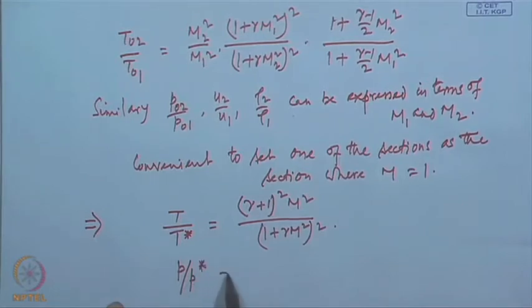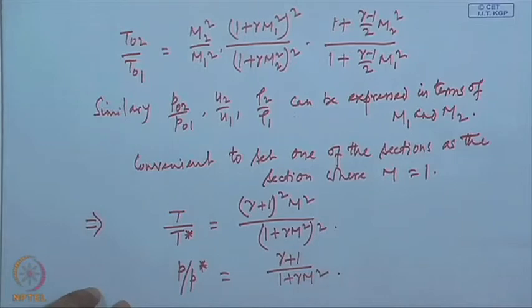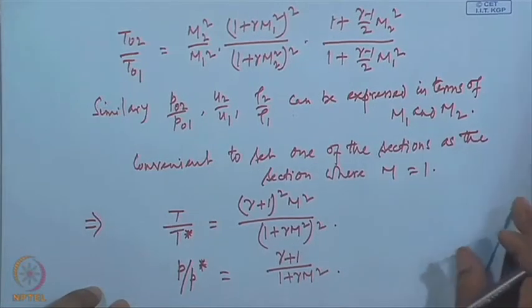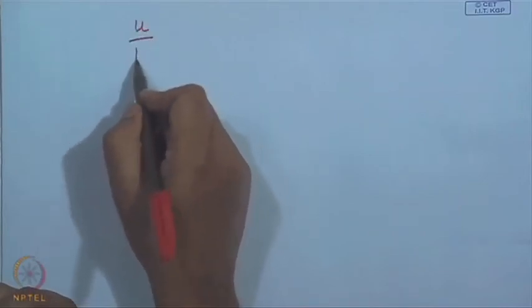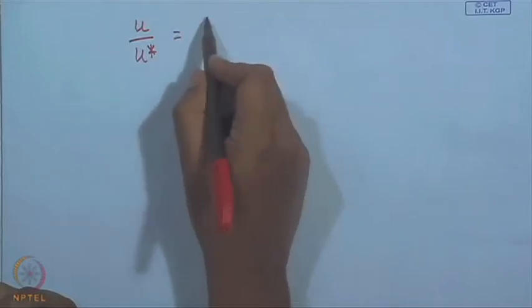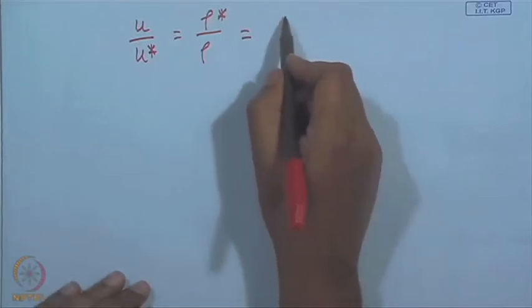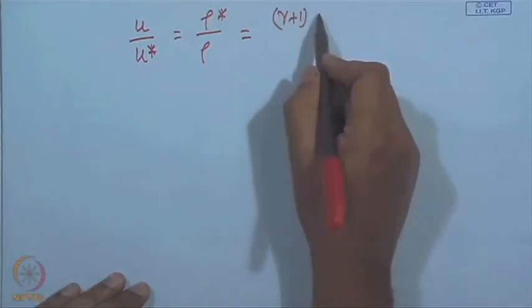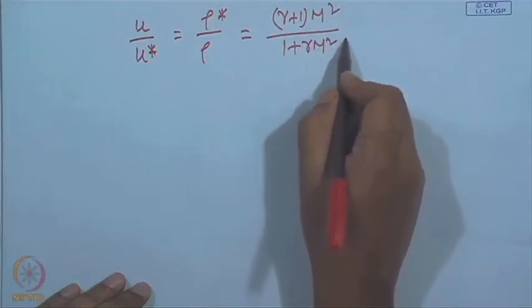P by P star equals gamma plus 1 by 1 plus gamma M squared. U by U star, that is of course the inverse of the density ratio rho star by rho, is gamma plus 1 into M squared by 1 plus gamma M squared.